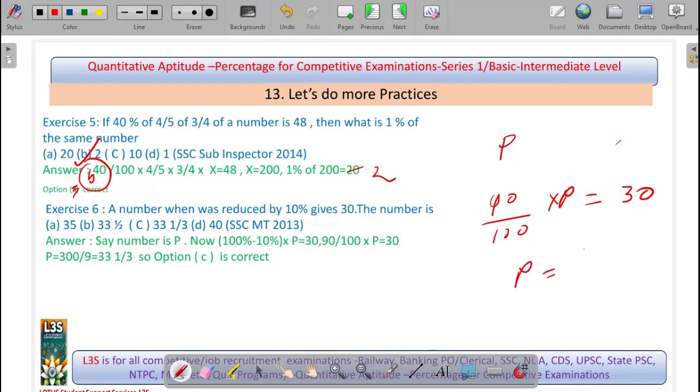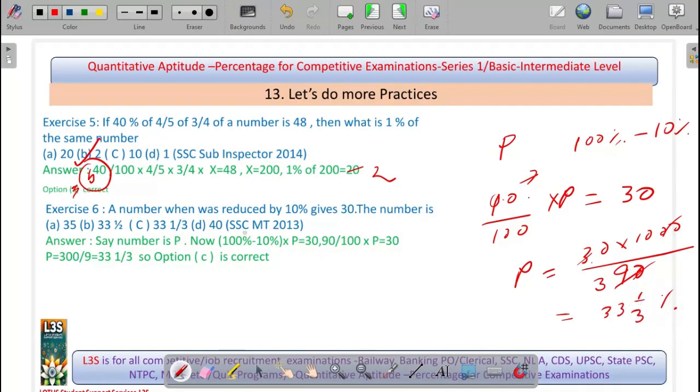So P will be 30 into 100 by 90. How did you get 90? 100% minus we reduce 10%, so we get 90%. That's how we got it. This will be 3, so this will be 100 by 3, so that will be 33.33%. So option C is the correct one.